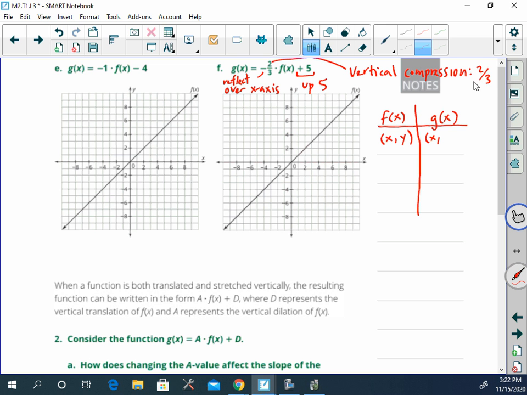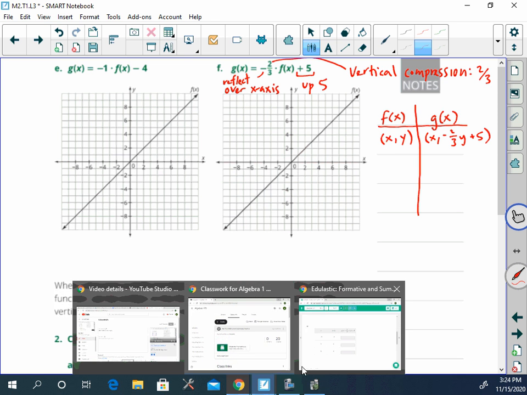And then the 2/3 is going to get multiplied by the y. And then up 5 is going to add 5 to the back of it. So in the back here, we're taking the negative 2/3. The negative will change its sign. And the 2/3 will do the vertical compression on it, times y, and then the plus 5 just goes in the back here. And then I'm going to pick the points that are on edge elastic, and I'll go ahead and plot this one with you guys on edge elastic.